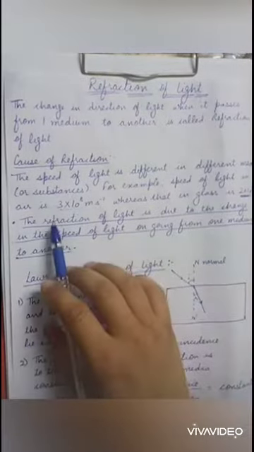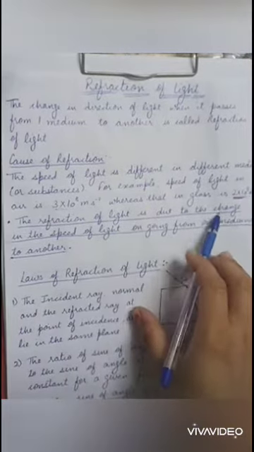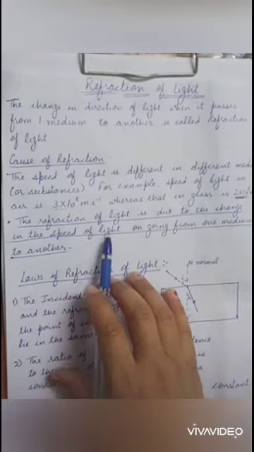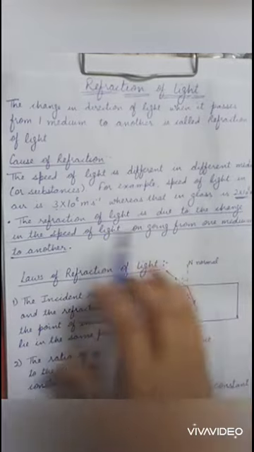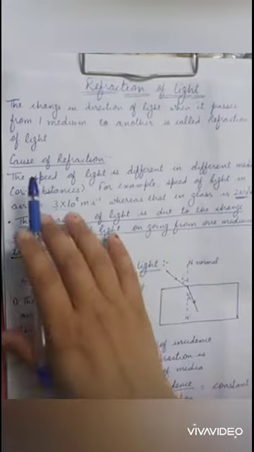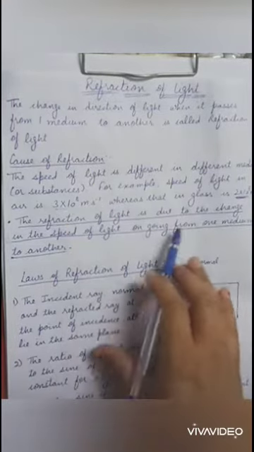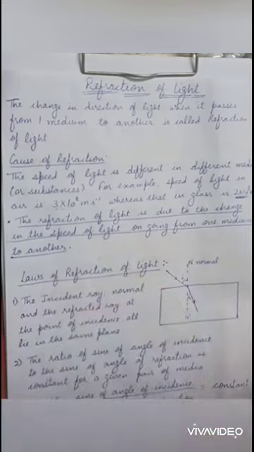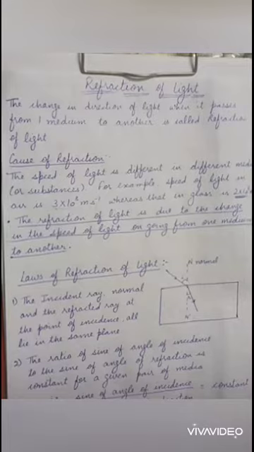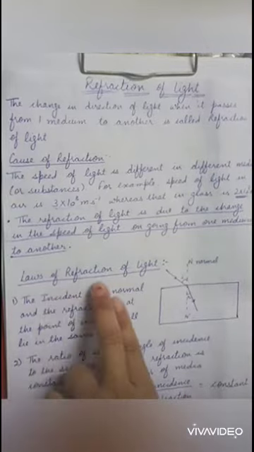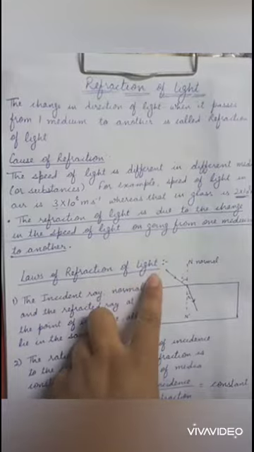Okay, so the refraction of light is due to the change in the speed of light on going from one medium to another. So what is the cause of refraction? The change in the speed of light on going from one medium to another is the cause of refraction. Clear? Now we'll study the laws of refraction of light.